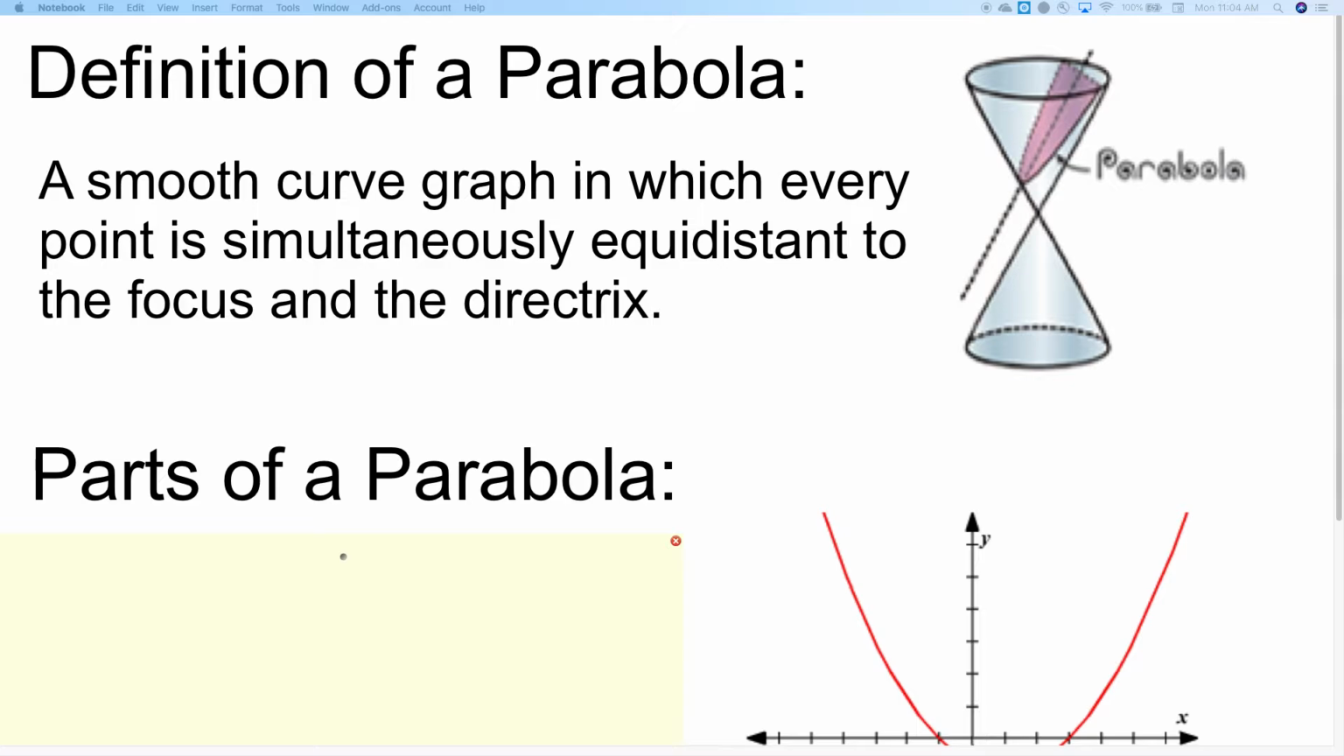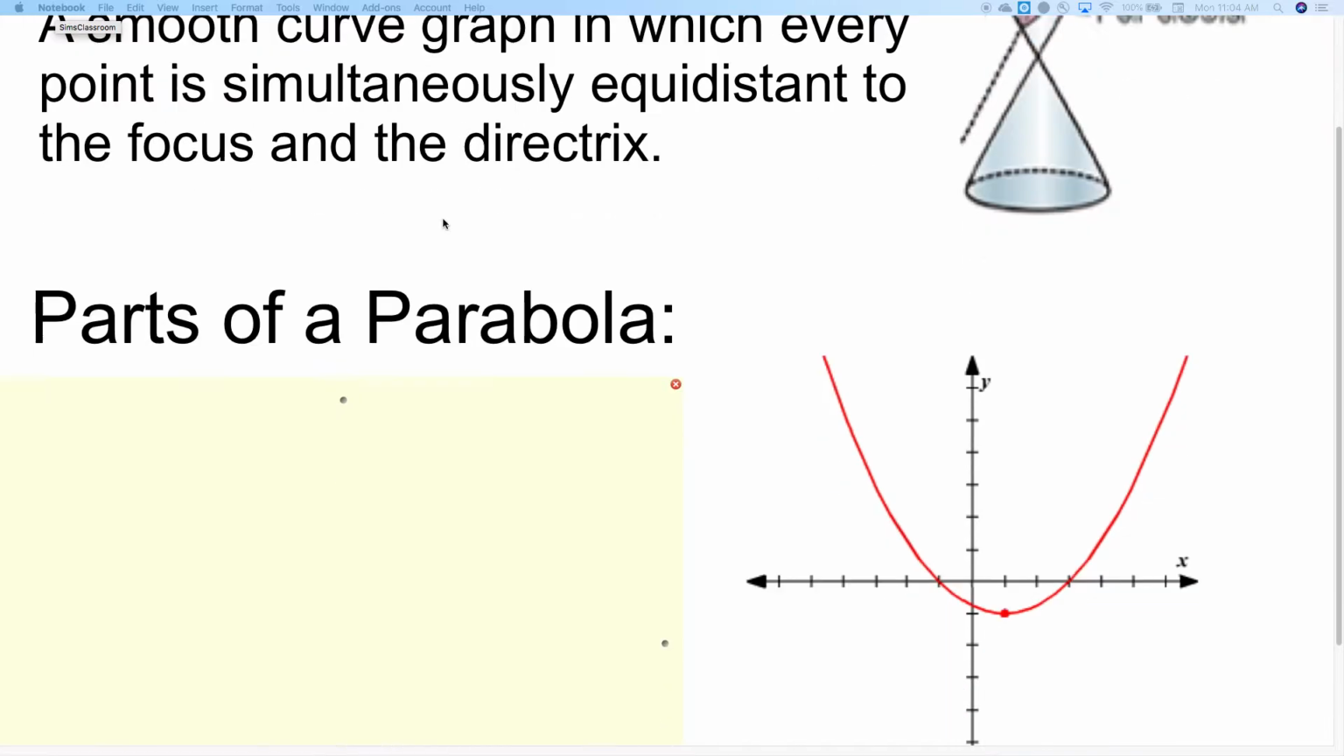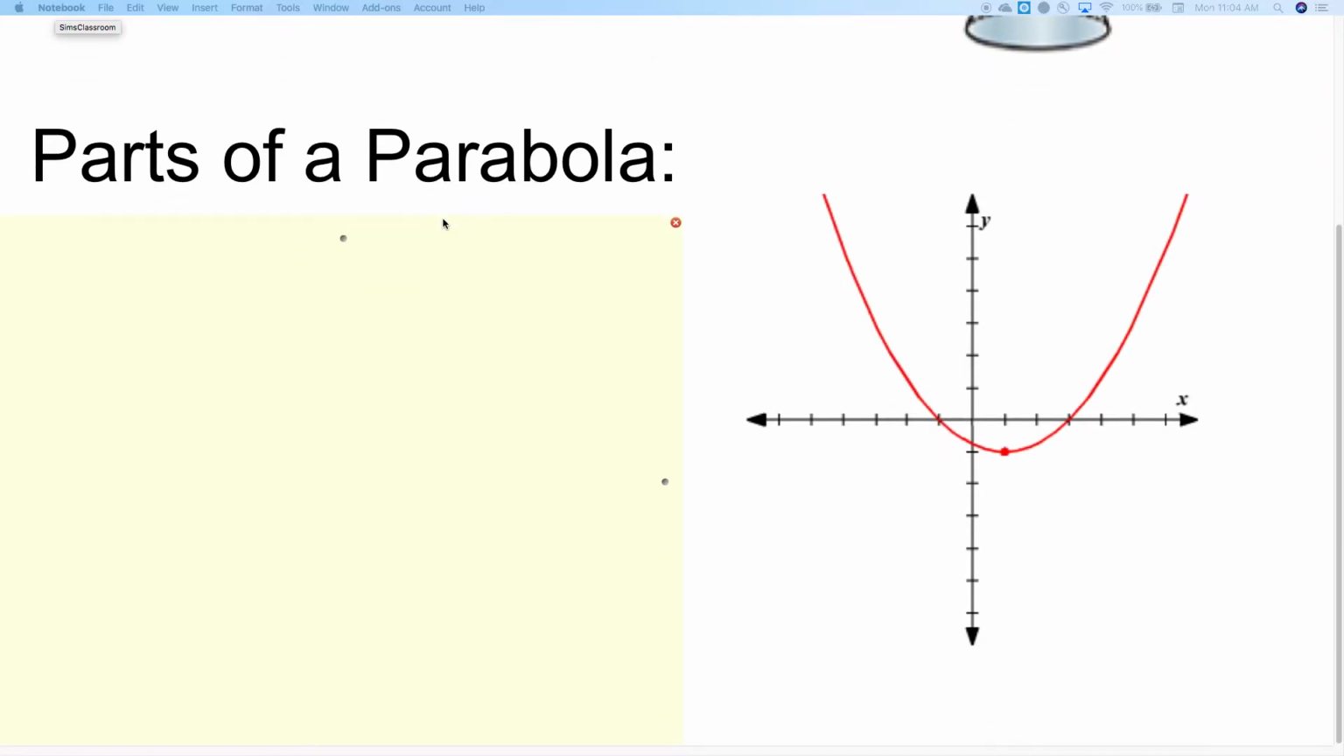So you've actually seen parabolas before, but you've looked at them through a different lens. When we studied parabolas back in first semester and in Algebra 2, we were looking at it through the lens of functions. Now we're going to look at it through a lens of conic sections. So we are interested in some different characteristics of the parabola. Some the same, some different. So we're going to talk about parts of a parabola down here, and I'm going to come back up to that definition.